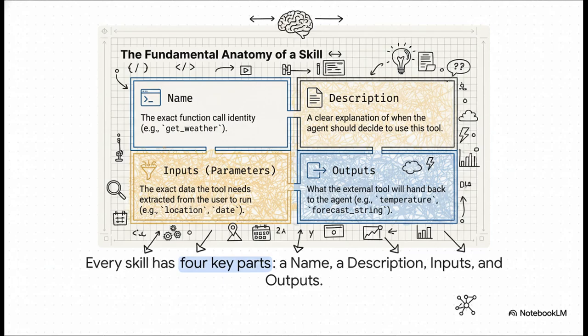Every single skill is built from 4 essential parts. A name, so it knows what function to call. A description, which is crucial for telling the agent when it should use this tool. The inputs it needs, like a city for the weather. And the outputs, which describe what kind of answer it's gonna get back. If you miss even one of these, the LLM is basically flying blind.